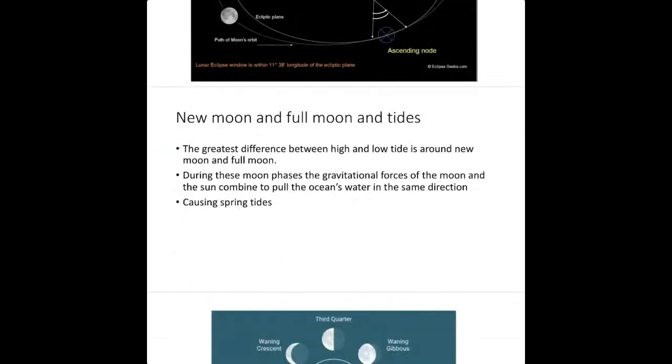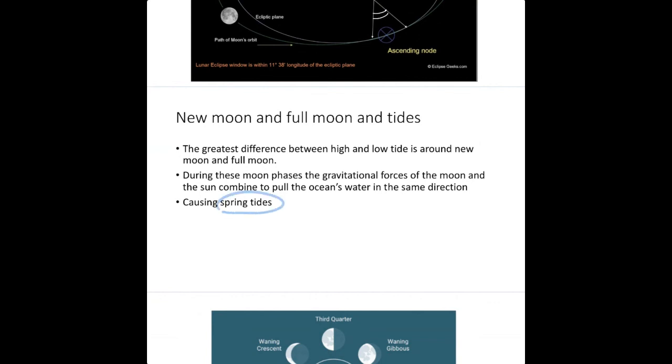Now, you'll see this during the course of tides, that the greatest difference between high and low tide is always around new Moon and full Moon, because again, during these moon phases, the gravitational forces of the Moon and the Sun combine to pull the ocean's water in the same direction, and so this may cause spring tides.